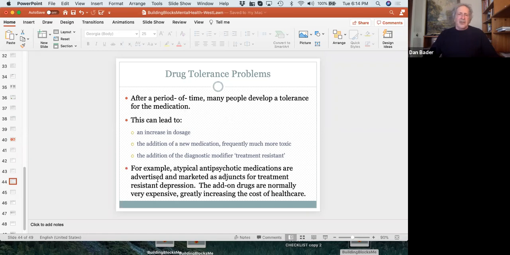So I say, for example, atypical antipsychotic medications. Atypical are the newer ones that they mostly came up with in the 1990s or right after 2000. They're advertised and marketed as adjuncts for treatment-resistant depression. The add-on drugs are normally very expensive, like the retail on it might be $700, $800, $1,000 a month. Of course, the insurance is picking it up, but it's big bucks for those who are involved with the pharmaceutical corporations, greatly increasing the cost of healthcare.